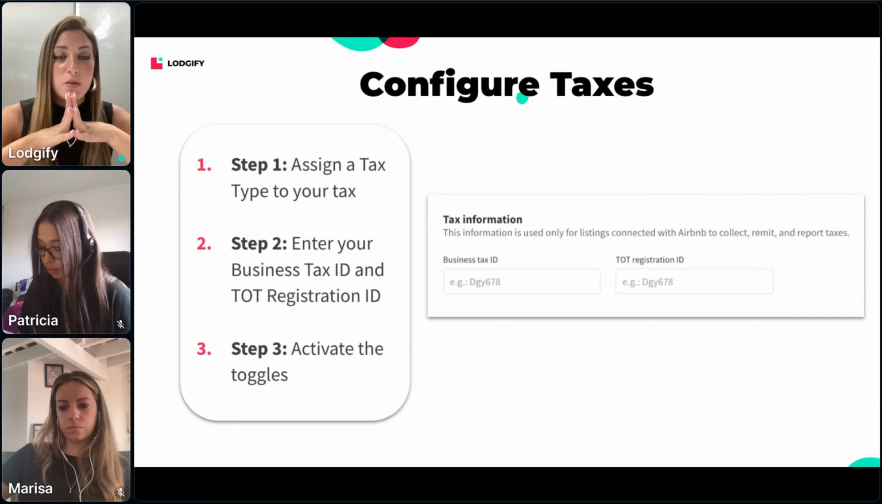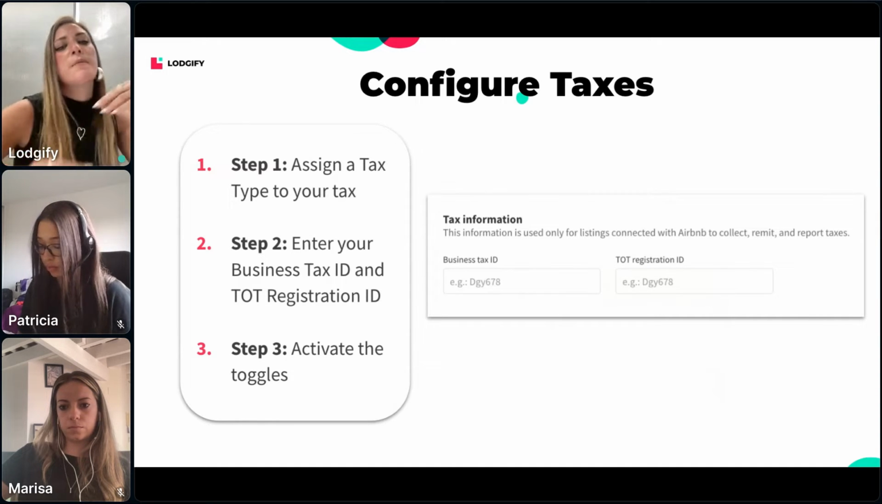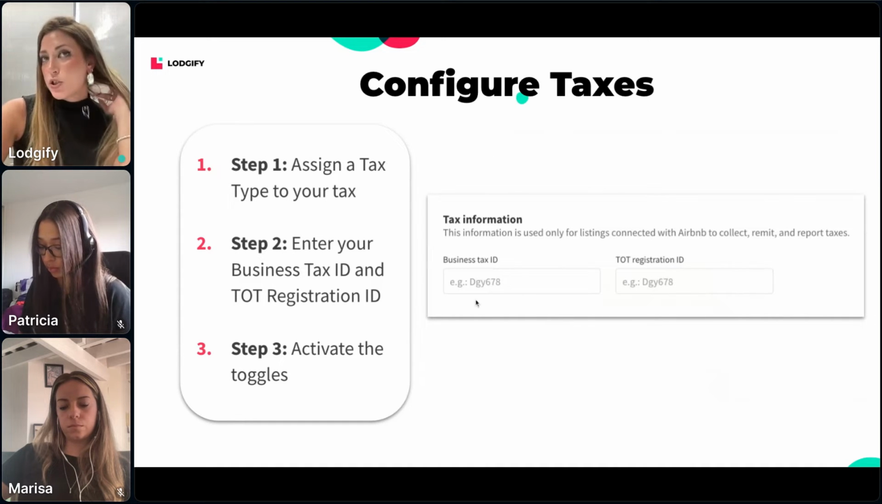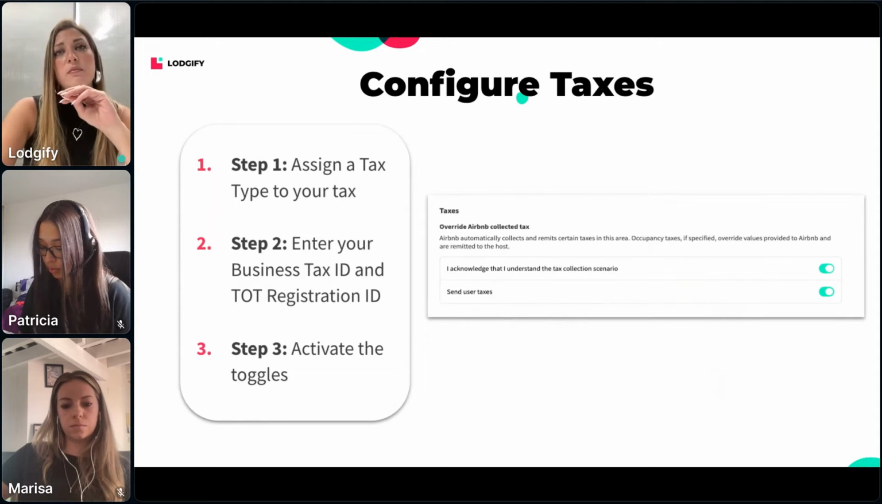From Airbnb. If you reach out to Airbnb, or I'm sure this info may be visible somewhere in your Airbnb account, I'm not sure, but it's Airbnb providing you with your business tax ID. Make sure that both fields are filled in. Otherwise, again, the tax will not be exported.